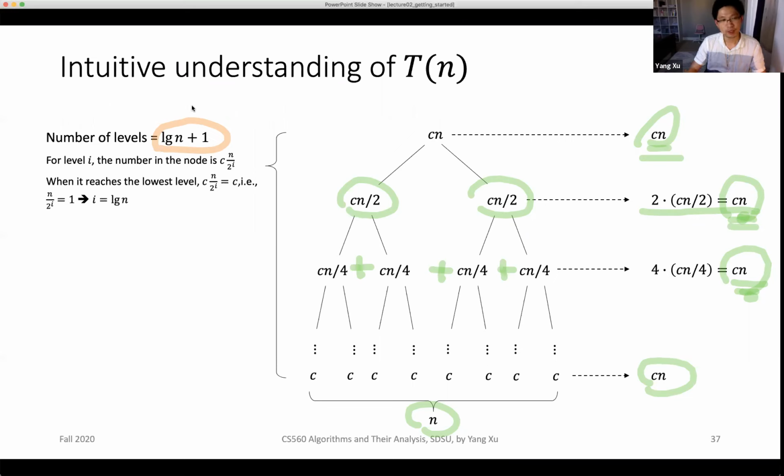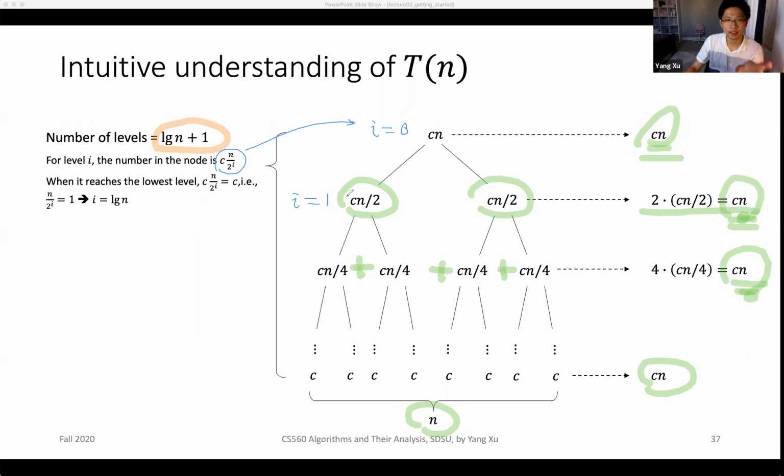Basically, we need to observe the fact that for level i, and the i starts with 0. Okay, so we call the level at the root here i equals 0, and for this level, i equals 1. So for i equals 0, the number in the node is C times n over 2 to the power of i. For this level, 2 to the power of 0 is 1, so the number in the node is C times n.